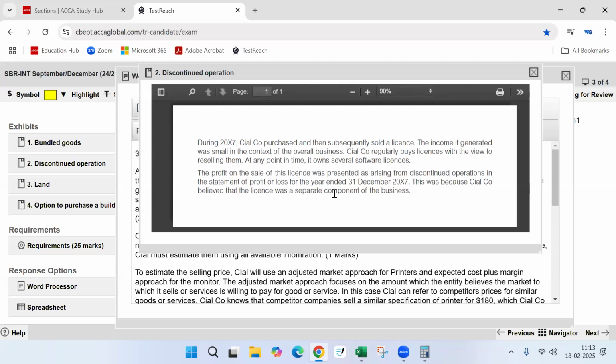Correct? But is a license likely to be a component of an entity? Is a software license likely to be a component? Can you generate a cash generating unit just from the license? Can you say that it will be a reporting entity? Can you say that it will be a subsidiary or an asset group? No. A license independently is not a component of an entity, isn't it?